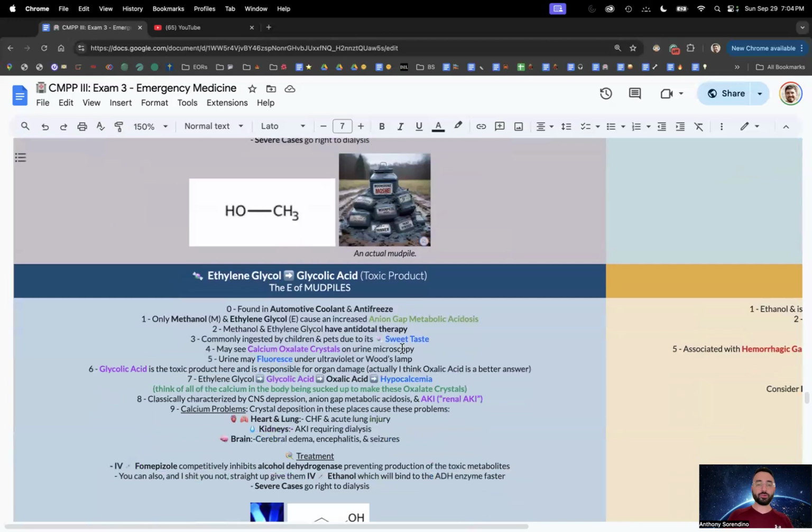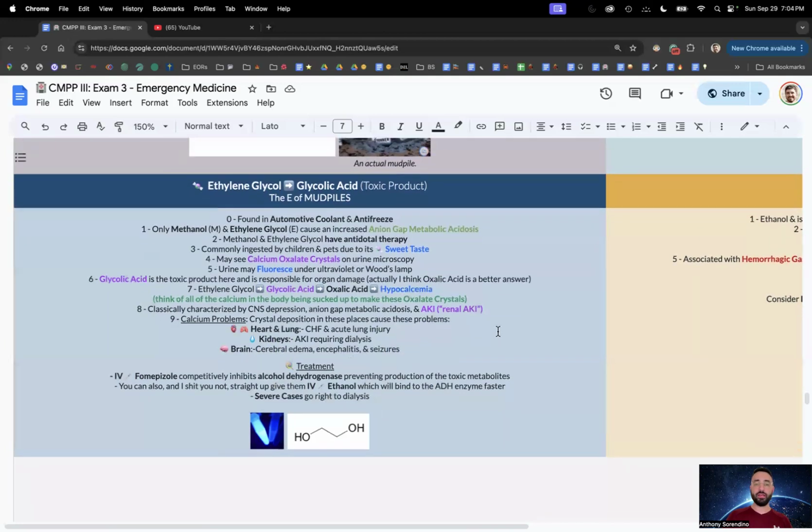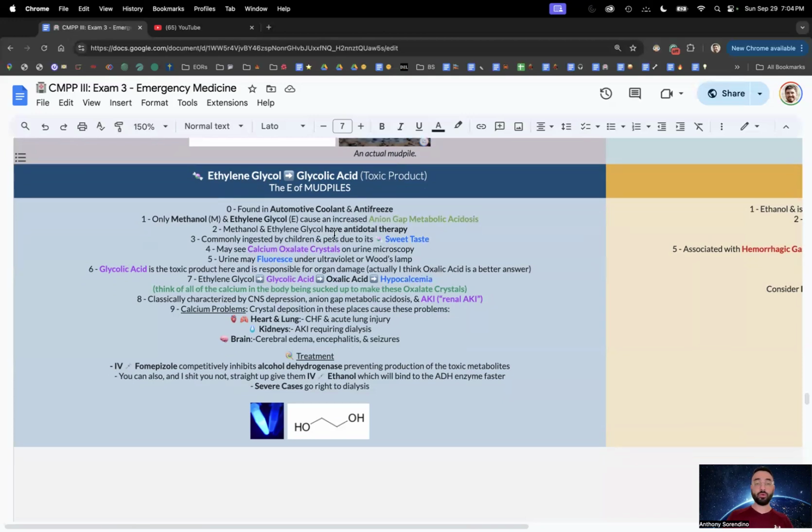Okay, we'll go down here. So we'll go to ethylene glycol. So sort of similar-ish, but you're going to find this in things like automotive coolant and antifreeze. Again, you have that anion gap metabolic acidosis. This one here tastes really sweet. So children and pets are going to be more likely to ingest this.